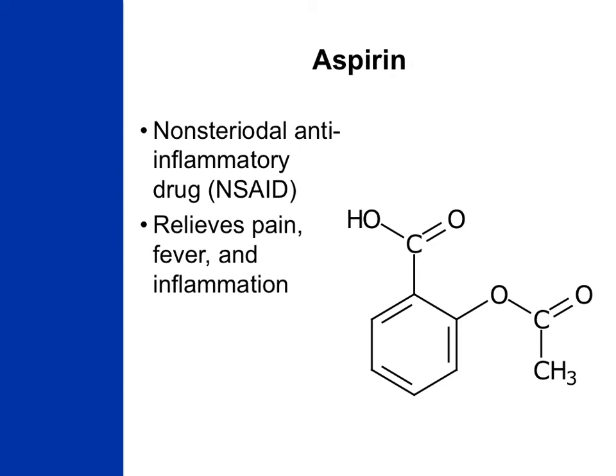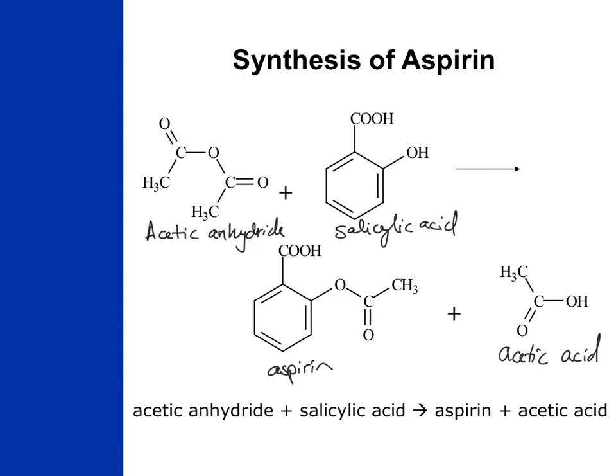Aspirin is part of a class of compounds known as NSAIDs, non-steroidal anti-inflammatory drugs. Aspirin, along with other NSAIDs, is frequently used to relieve pain, fever, and inflammation. The synthesis of aspirin is relatively straightforward. The reaction of acetic anhydride and salicylic acid will produce aspirin and acetic acid as a byproduct.